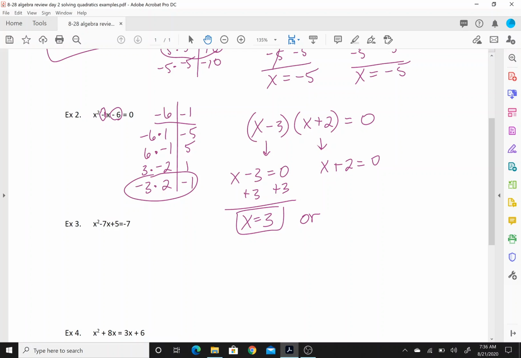Or, because they're different numbers actually, here we have plus 2, so I'm going to subtract 2. So x could be equal to 2. And there we go.